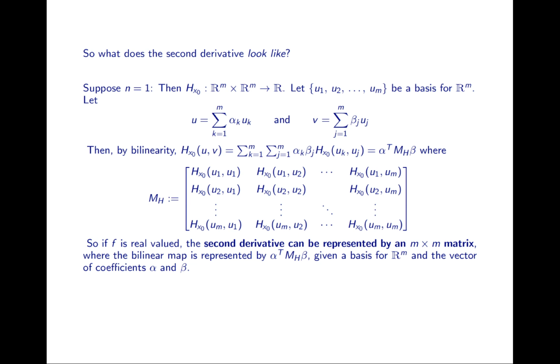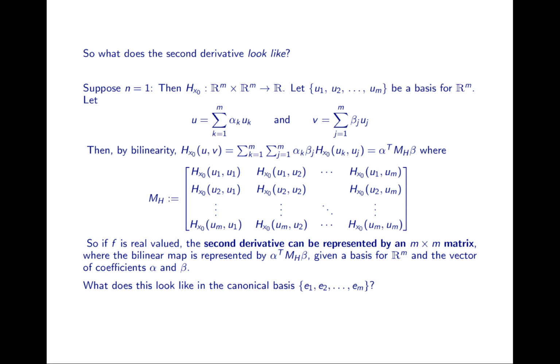So if f is real valued, in other words n is 1, the second derivative can be represented by an m by m matrix, where the bilinear map is represented by alpha transpose times this m by m matrix that represents the bilinear map h times beta, given a basis for Rm, and the vectors of coefficients alpha and beta.